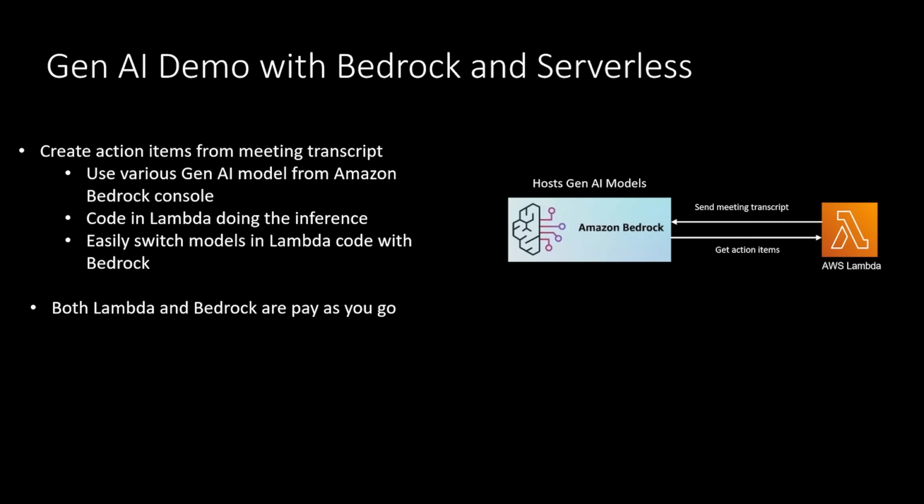On the right, I'm showing a simplified architecture diagram. Your AWS Lambda will have the code using the Boto 3 API to send the meeting transcript to Amazon Bedrock, and Amazon Bedrock will send the action items back to Lambda. Note that to do this, you do not need to host a model, download a model, or spin up expensive infrastructure. Bedrock does all that for you. You can literally get started developing your GenAI app in minutes. All right, let's jump into the demo.